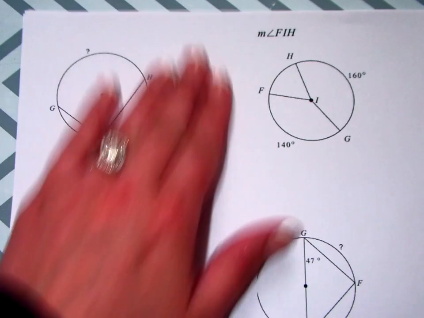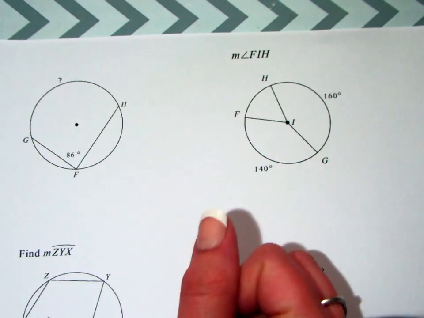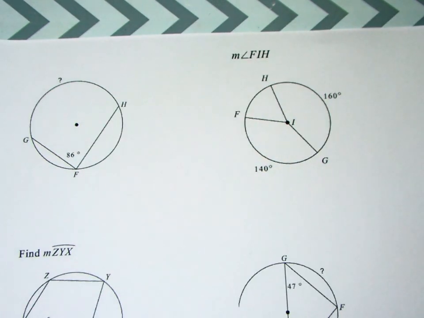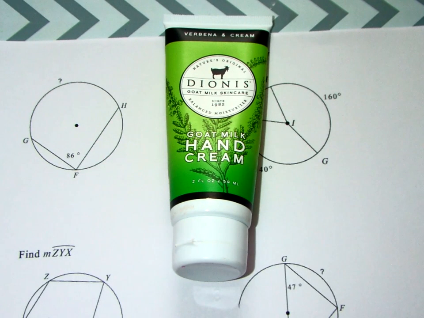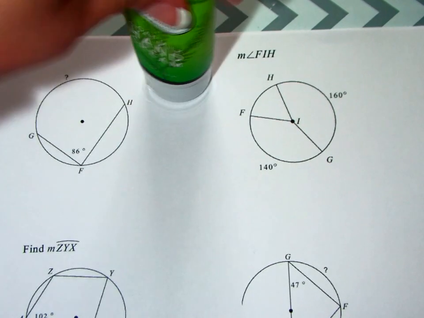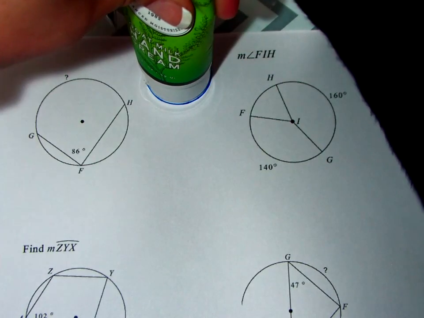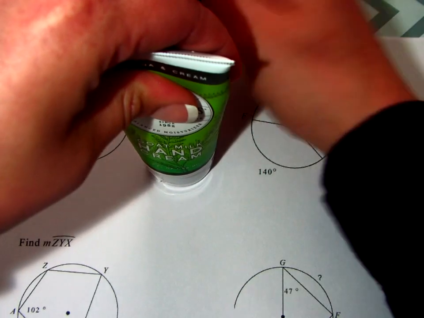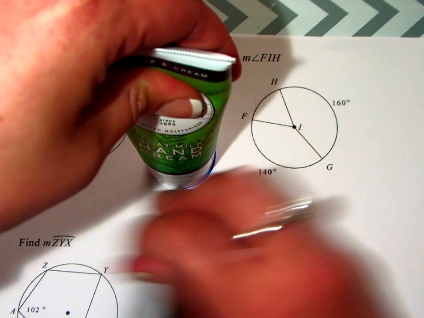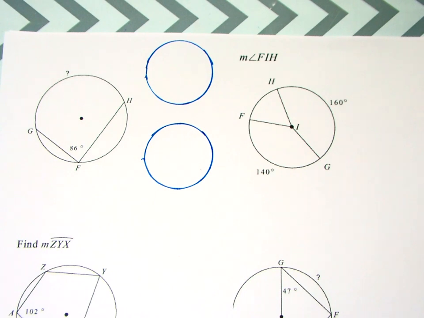Let's see, I'm going to just draw right here on the center. I'm really bad at drawing circles, so I think I'm just going to trace this hand lotion to get a nice clean circle. Let's see, I'm going to trace 2. I guess I should have done this before I filmed the lesson. Oh well. Okay, so we've got 2 circles.